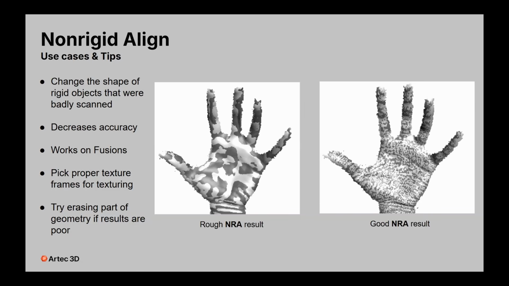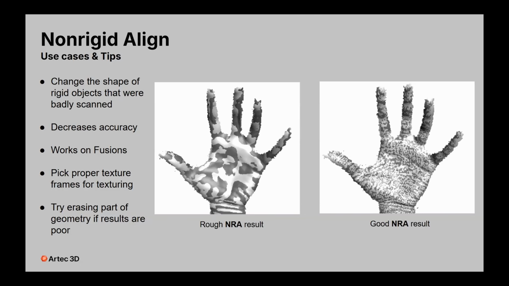In those cases, the non-rigid alignment may come to the rescue, but just as a disclaimer, I would like to mention that you should use it only as a last resort. Because it decreases your accuracy, it's definitely not suitable for quality inspection, but for presentation purposes, it might be really useful. So yeah, it also works only on fusions.